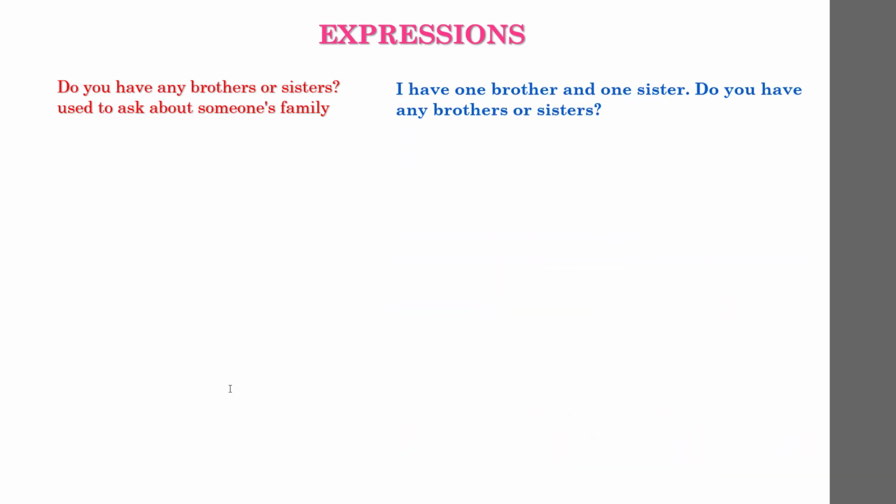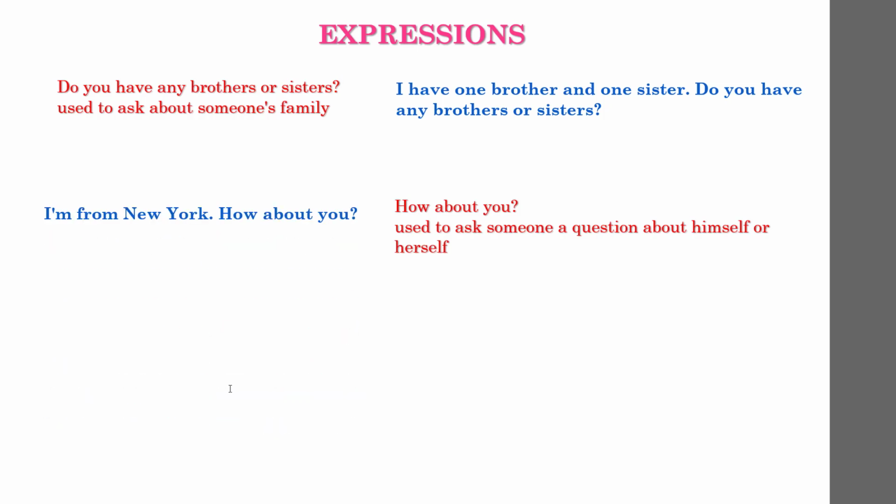Expressions. Here we can learn about certain sentences used for expression. Do you have any brothers or sisters? Used to ask about someone's family. I have 1 brother and 1 sister. Do you have any brothers or sisters? How about you? Used to ask someone a question about himself or herself. I'm from New York. How about you? Oh, really? Used to show interest.